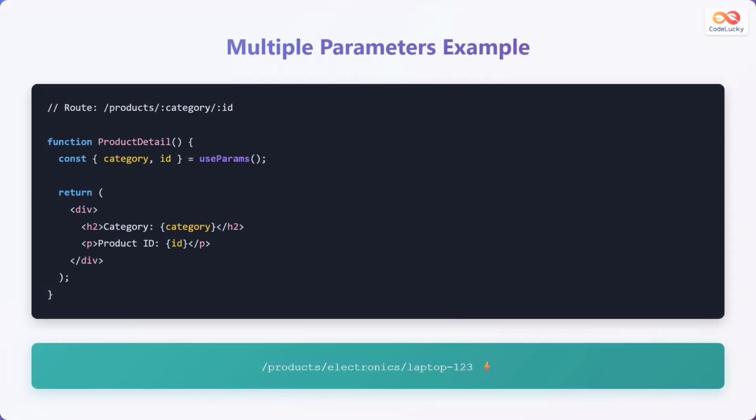We can also extract multiple parameters from a URL. Consider the route /products/:category/:id. Within the ProductDetail component, declare const variables called category and id, and set them equal to the useParams hook. Now you can render the category and product ID. For example, the URL could look like /products/electronics/laptop123.